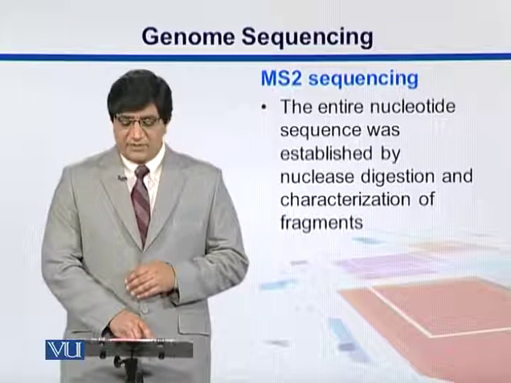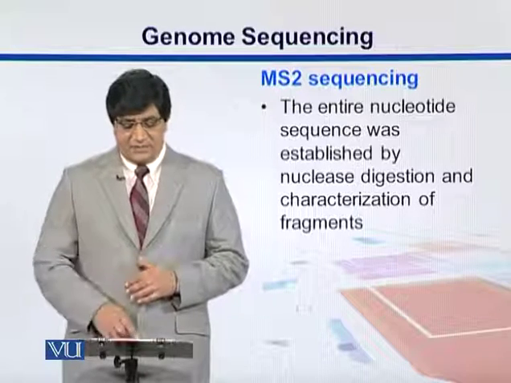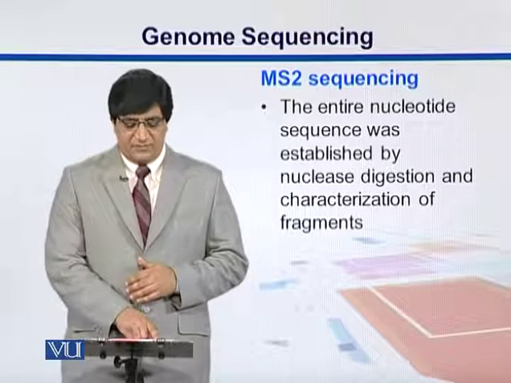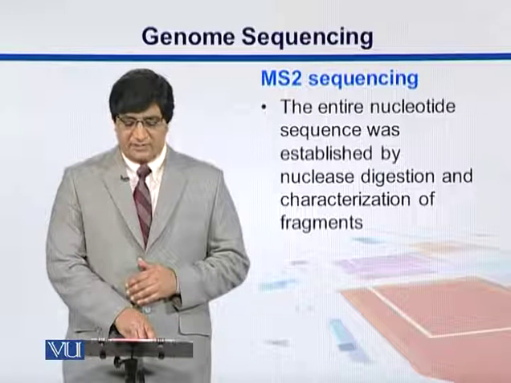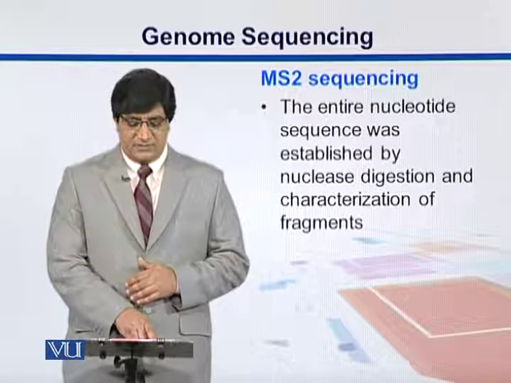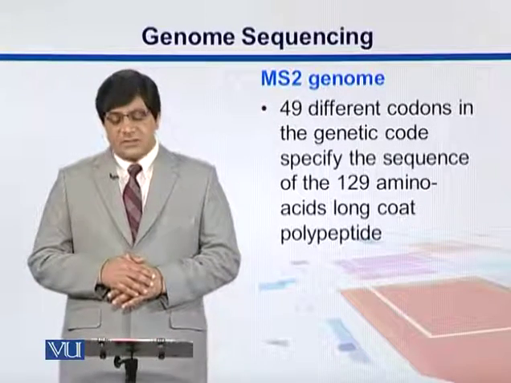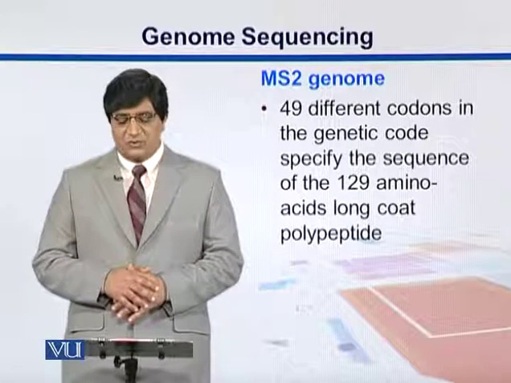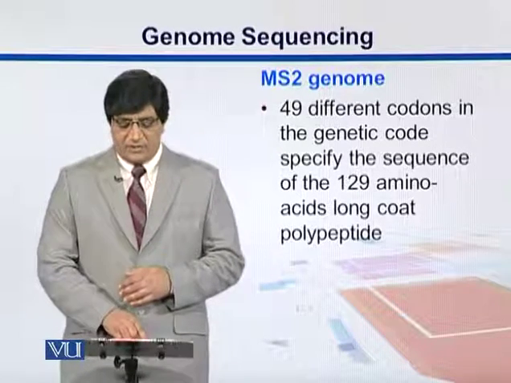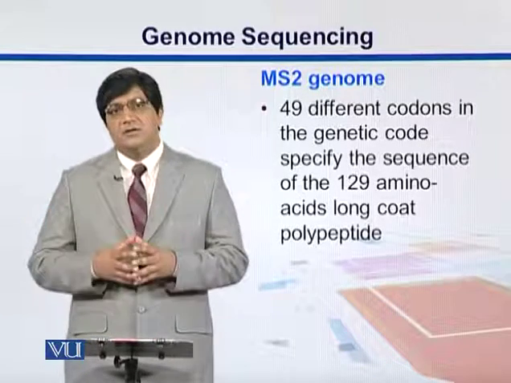The entire nucleotide sequence was established by nuclease digestion and characterization of the fragments. So we have enzymatic digestion of these nucleotides, and they were sequenced with the help of that. In total, the coat gene has 129 codons that code for 129 amino acids, which gives a long coat protein.